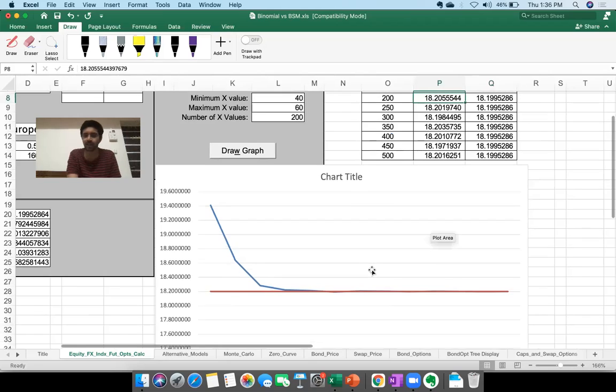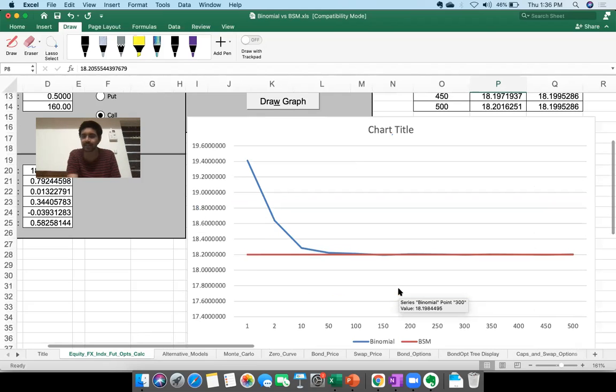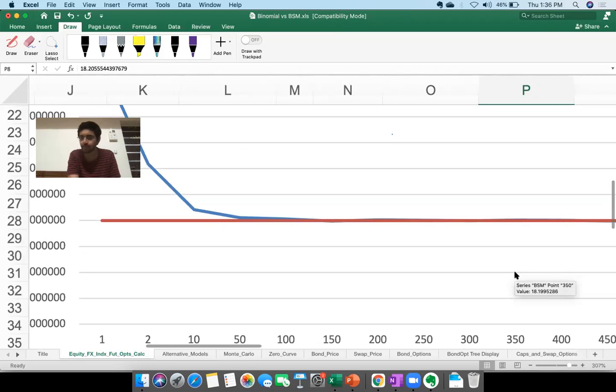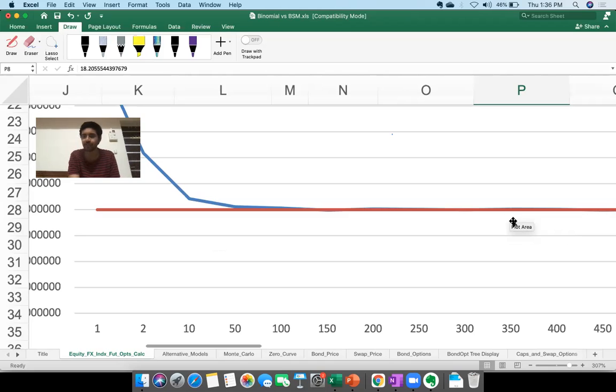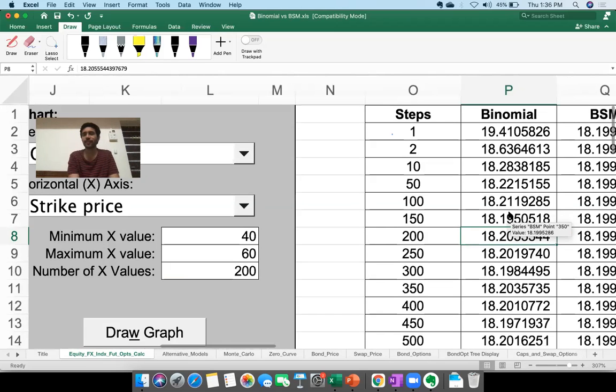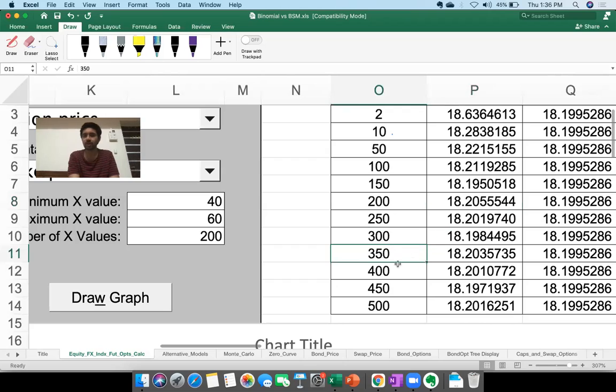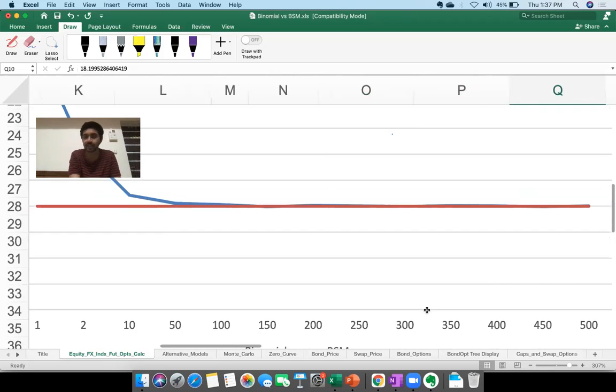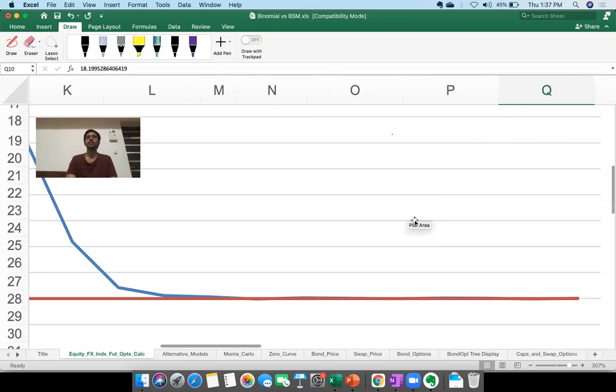If you see over here, again the curve goes up, and if I zoom in a little, at the 350th period, somewhere over here, the binomial model curve again slightly cuts the Black-Scholes curve from the bottom. Actually, the 300th period, sorry, 300, it is 18.198 under the binomial model and 18.199 under Black-Scholes. The 300th is basically this one over here. It slightly cuts it from the bottom.